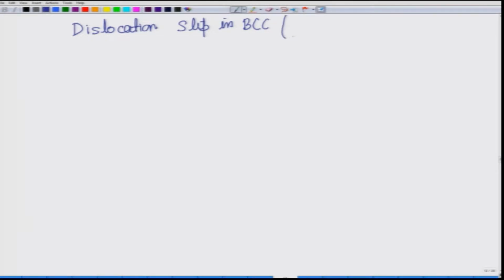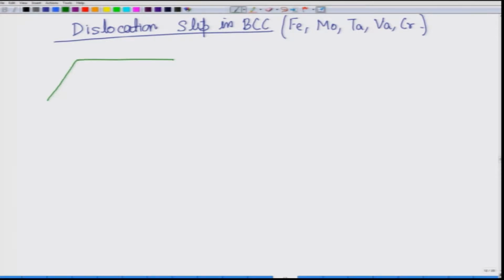BCC, what are the materials that you find in BCC? Iron, the ferritic iron, molybdenum, tantalum, vanadium, chromium, and of course there will be several more, but these are some of the most well known systems in BCC. So, now it is time to take a look at dislocation slip in BCC and how they are different from what we understand.